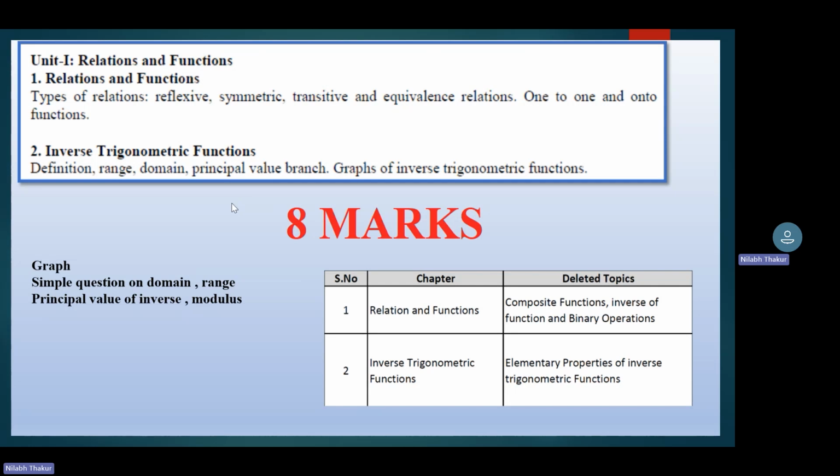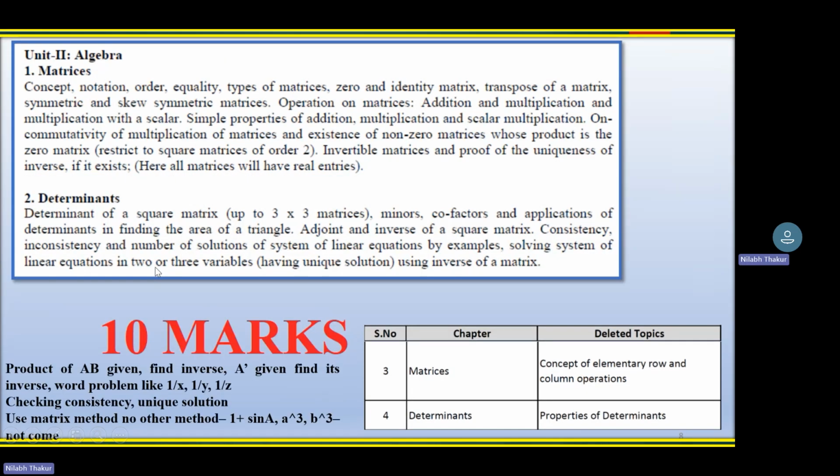In relation and function, no question will be asked on fog and gof. Now coming to chapter numbers 3 and 4, the matrices and the determinant. Since in matrices the concept of elementary row transformation has been deleted, no question will be asked on it.